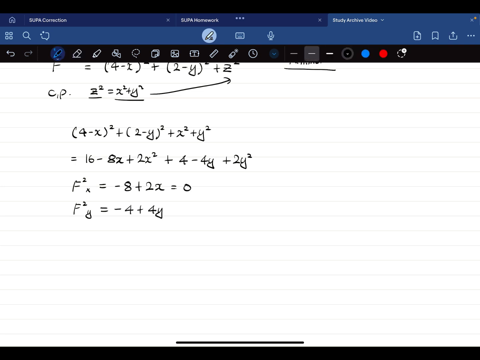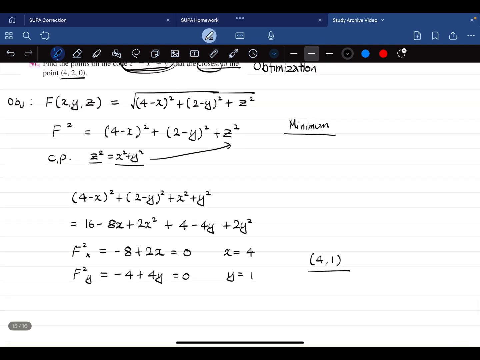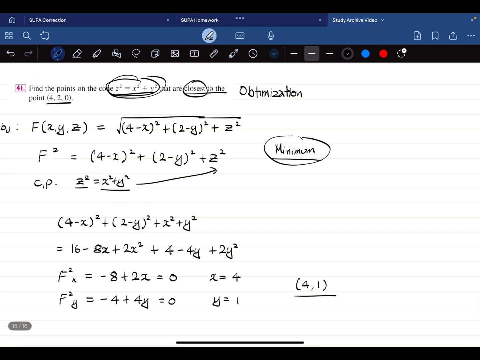And set them both equal to 0, like we've done for all the critical points, and that gives us x equals 4, and y equals 1. So (4, 1) is our only critical point, and by reason we know that this is our minimum, and our relative minimum is going to be our only minimum, so our absolute minimum.